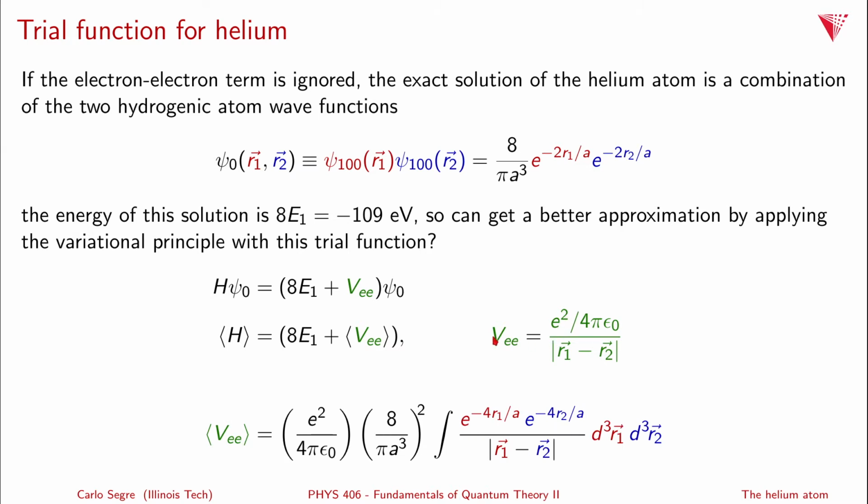So if we write it out, the expectation value of V sub EE is equal to e squared over 4 pi epsilon naught times (8 over pi a cubed) squared times the integral. It's a 6-dimensional integral, so all over r1 and r2, 3-dimensional integrals each, e to the minus 4 r1 over a times e to the minus 4 r2 over a divided by the absolute value of r1 minus r2. And here I'm keeping the first electron in red and the second electron in blue just to keep them separate.